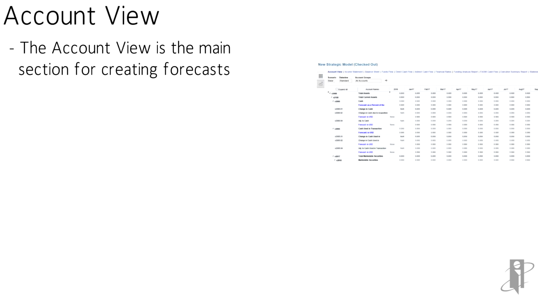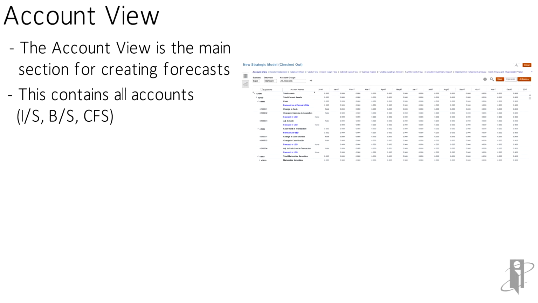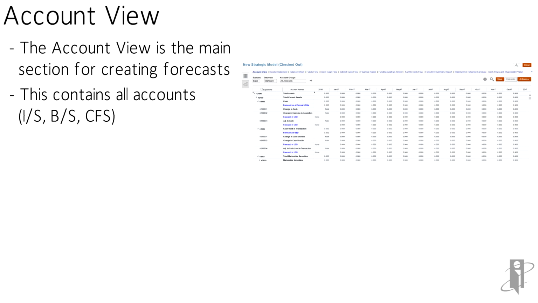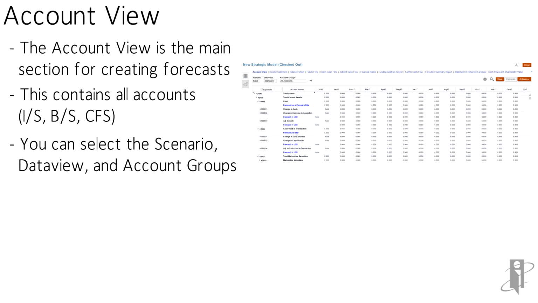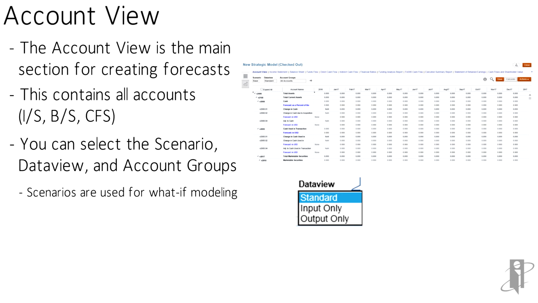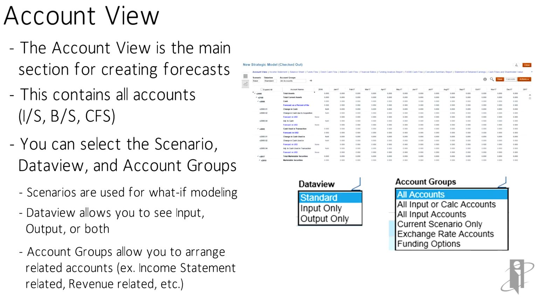The account view is the main section for creating your forecast. It's going to contain every single account: income statement, balance sheet, cash flow statement. You can select the scenario that you want to be forecasting, as well as the data view. Now, the way the data view can be best explained is that each account has two parts, an input and an output. So, for example, if you set the forecast method for sales to be year over year, the input line might say 10%, where the output line would be the previous year times the 10%. So if you put in $100 million the previous year, you put in 10% in the input line, the output line would show $110 million. It also allows account grouping, which helps with navigation.